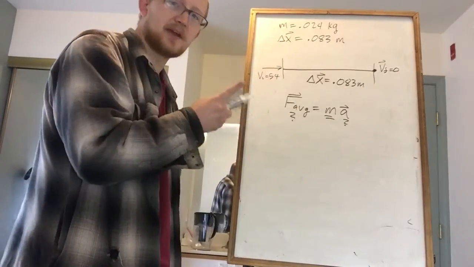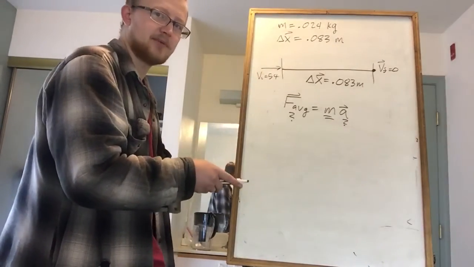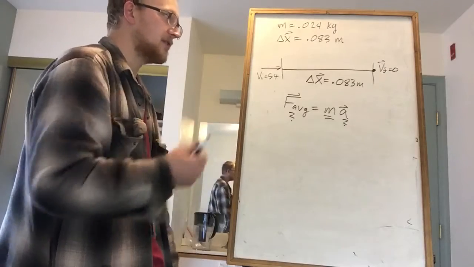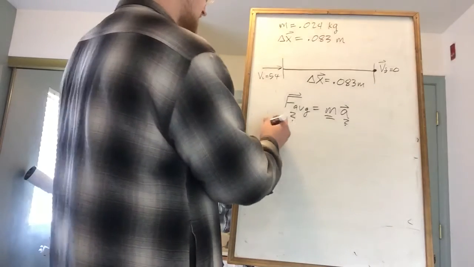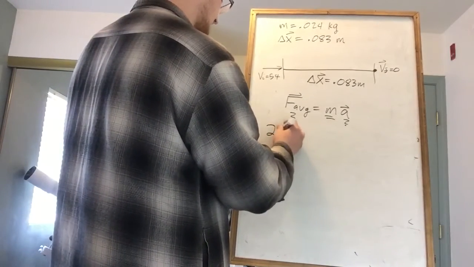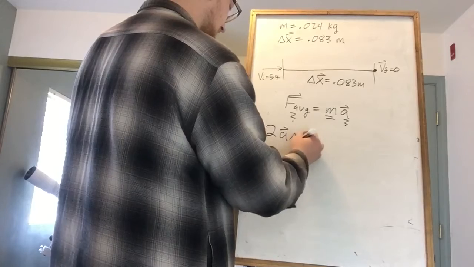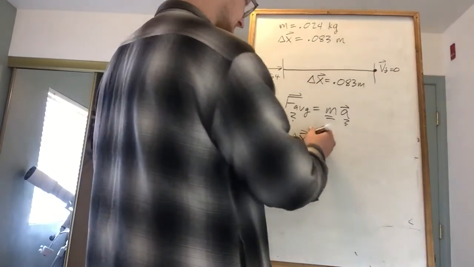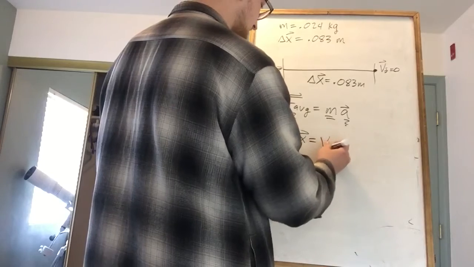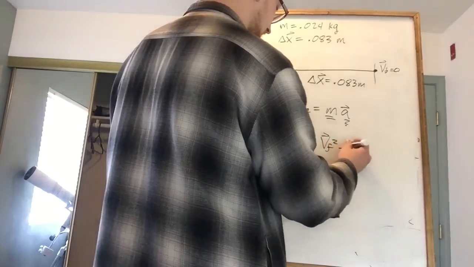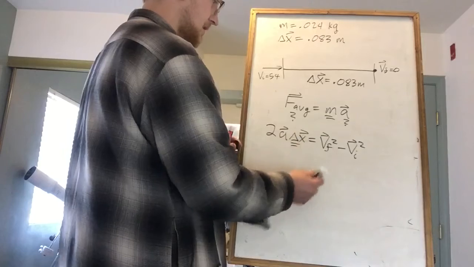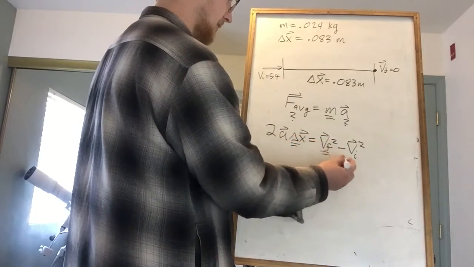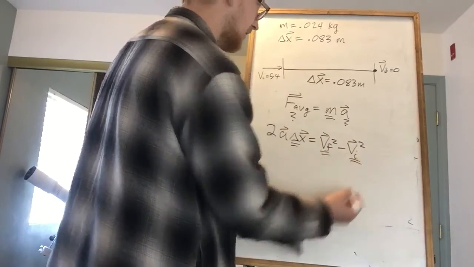Well, this problem doesn't give us time, so we should probably steer clear of any equations of motion that have to do with time. So out of the 4 equations of motion that I use, the one that pops up the most when I'm not given time and I'm not looking for time is this one. 2 times acceleration times the displacement equals v final squared minus v initial squared. Alright, so what do we know in here? Well, we know delta x, we know v final, although we haven't quite talked about that yet. We definitely know v initial.